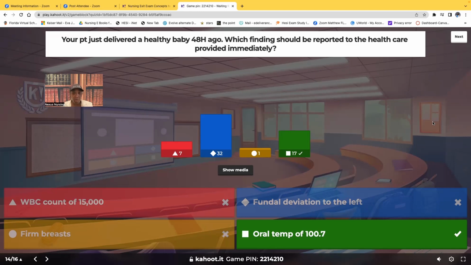But after 48 hours, that temperature 100.7, we're going to be concerned. We're going to report that because that may be a sign that the patient's developing an infection.